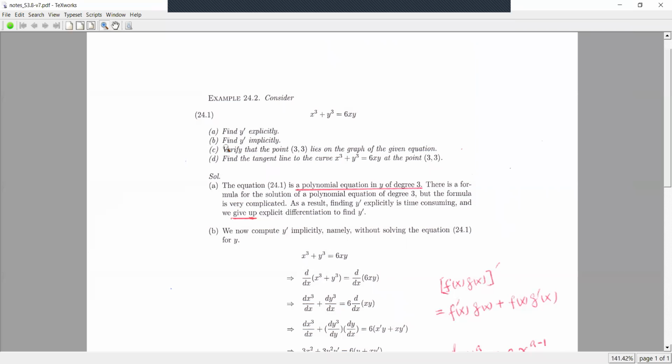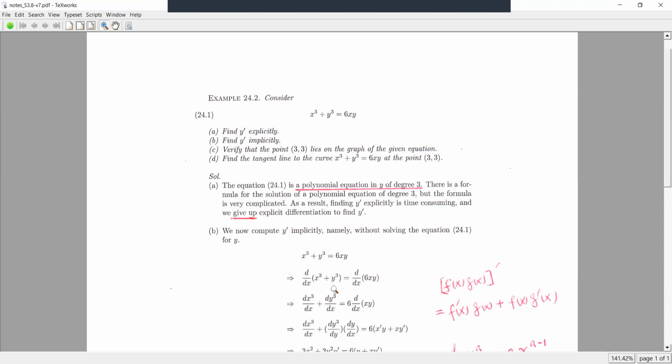Part B, find y prime implicitly, namely take the derivative of the equation to get y prime. This is the given equation. Take the derivative on the left side and on the right side, then we have this equation. Move the constant 6 outside the derivative, then this one is this.